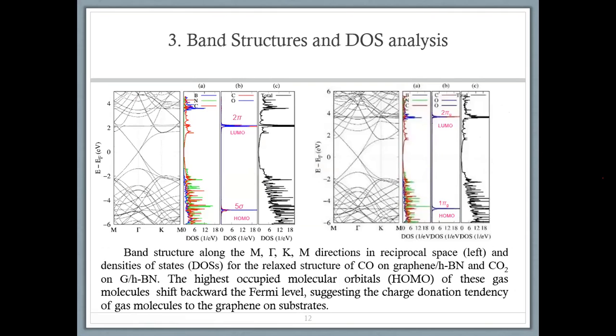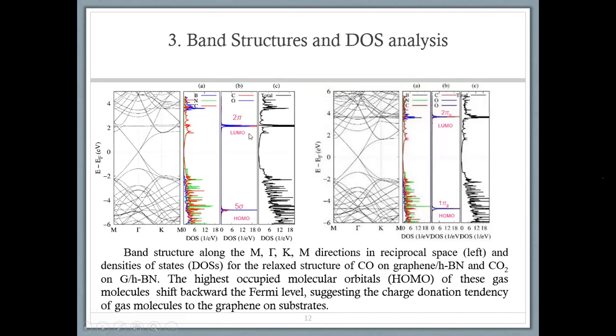To look deeper at the changes in electronic properties of this adsorption system, we analyze the band structure and density of states. The results shown here are for the case of carbon monoxide adsorption on the graphene on boron nitride. On the left-hand side is the band structure. On the right-hand side is the density of states of the substrate, the graphene on h-BN, and the CO gas, and then the density of states of the total.